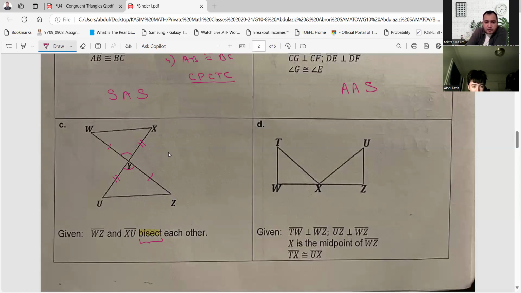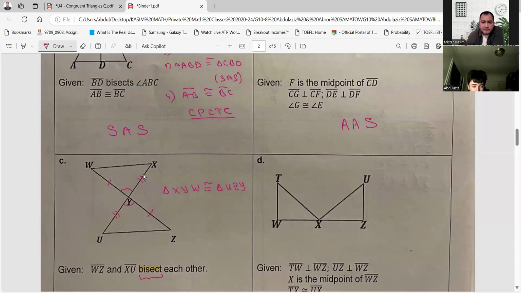I can write here what triangle here? Triangle XYW is congruent to triangle UZY. Why? Angle, side. Yeah. Because if I start from here, you should start from somewhere and just move either clockwise or anti-clockwise.